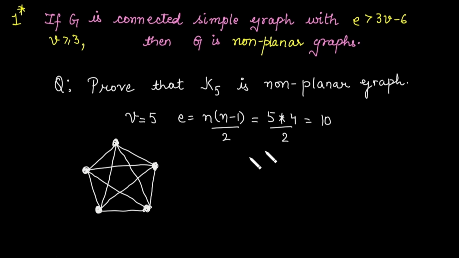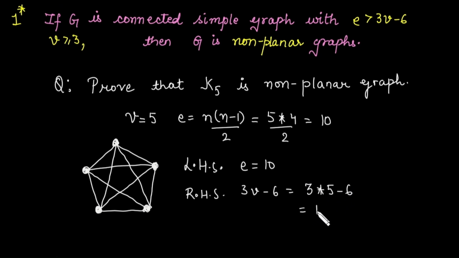The number of edges is 10. So the left-hand side of the inequality, E, is equal to 10, and the right-hand side, 3v minus 6, is 3 times 5 minus 6, that is 15 minus 6, which is 9. You can check that the left-hand side is strictly greater than the right-hand side: 10 is strictly greater than 9. So with the help of this statement, we can conclude that K5 is a non-planar graph.